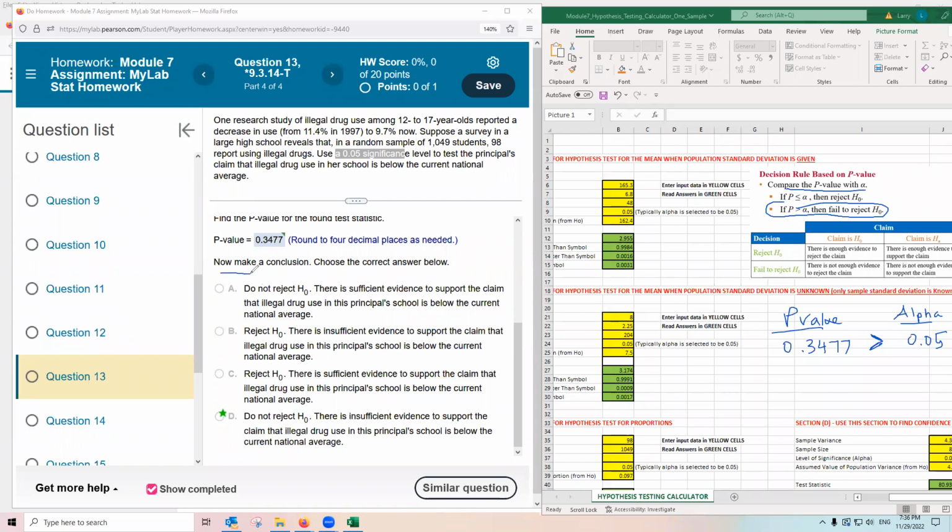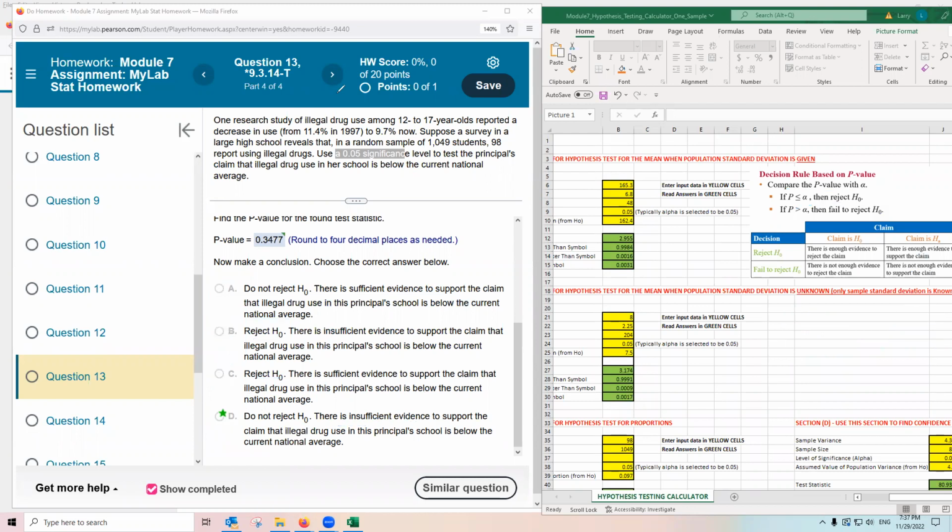So I'm going to go with either answer A or answer D. I know answer B is wrong because answer B said reject the null. I know answer C is wrong. Answer C said reject the null. I'm sorry, we're failing to reject the null. Sorry, my mistake here. We're failing to reject the null. If you notice, for failing to reject the null, it says there's not enough evidence. So we have to go with the answer that says there's insufficient evidence. So answer D makes sense.